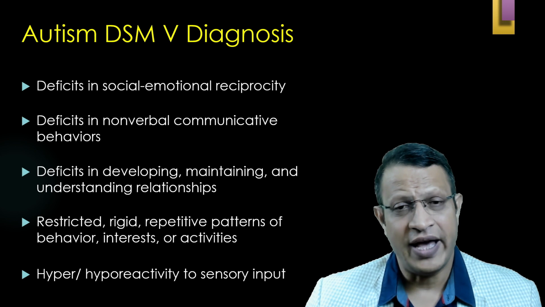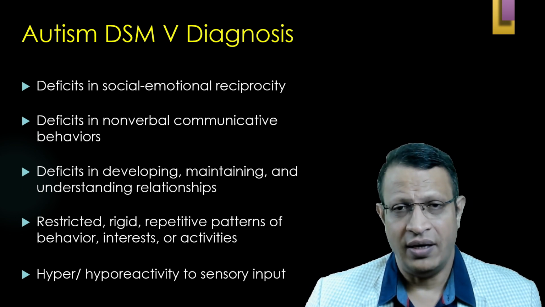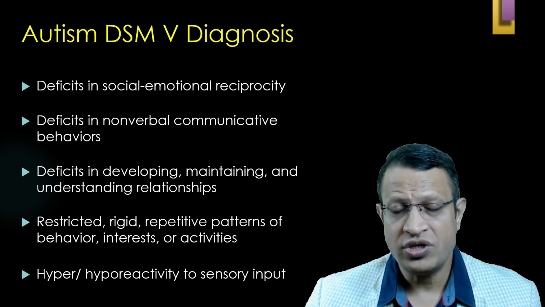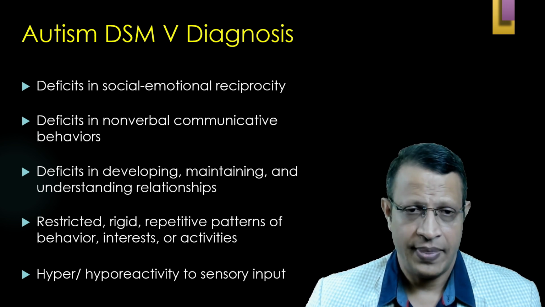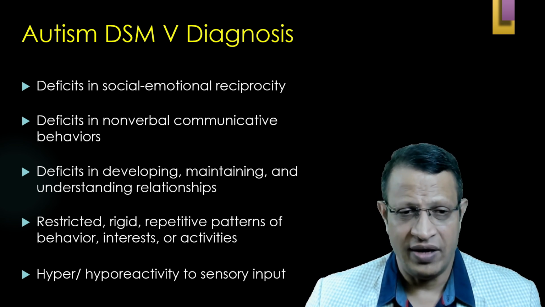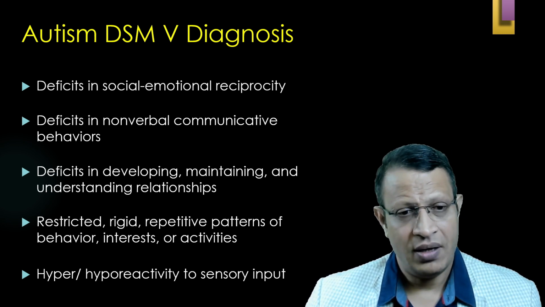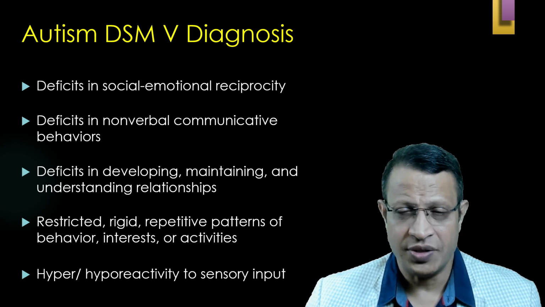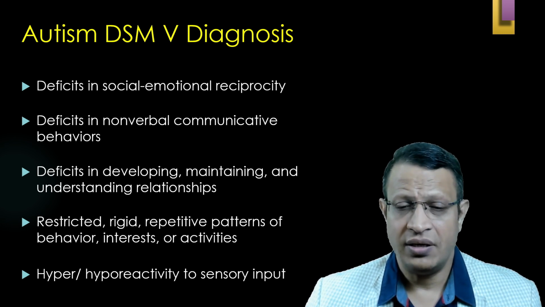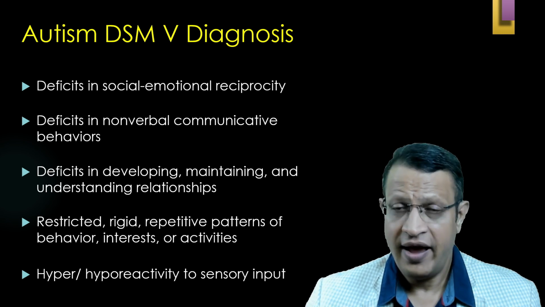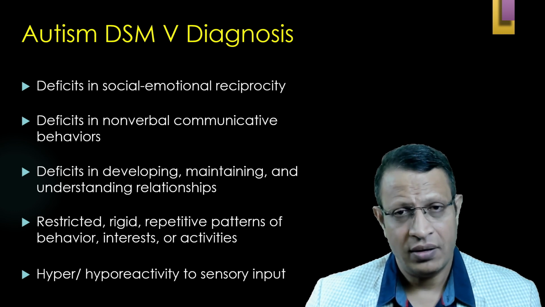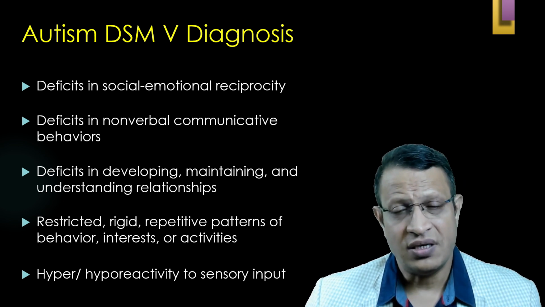Now let's understand the diagnosis of autism. Invariably, the pathognomonic feature of autism revolves around social and emotional reciprocity deficit. At the same time, they also have deficits in nonverbal communication and behavior, and in developing, maintaining, and understanding relationships, which is a big challenge for people with autism. They have restricted, rigid, repetitive patterns of behaviors, interests, or activities. They also have either hyper- or hypoactivity to certain sensory inputs.